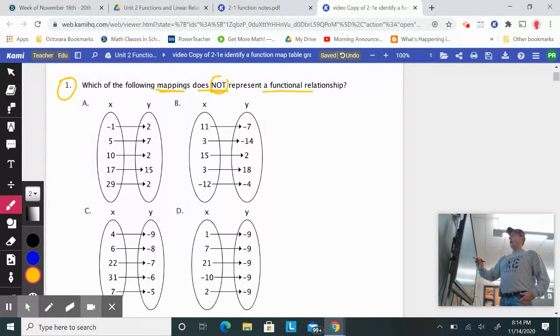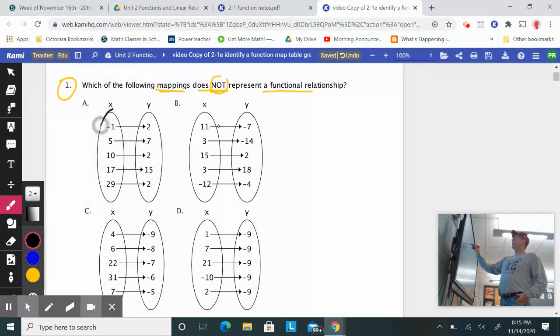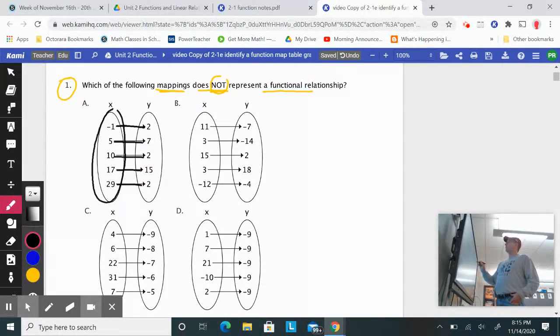So in example A here, notice the inputs, the x, are on this side of the map, and every input has exactly one output. Negative 1 goes to 2, 5 goes to 7, 10 goes to 2, 17 goes to 15, 29 goes to 2. Now, even though negative 1, 10, and 29 go to the same number, which is a 2, one input goes to exactly one output. So this is a function relationship, this first map.